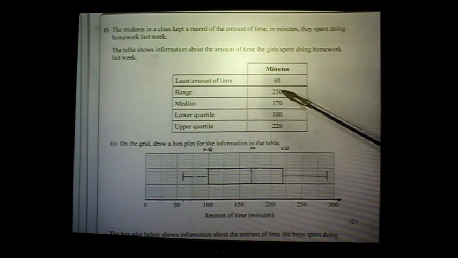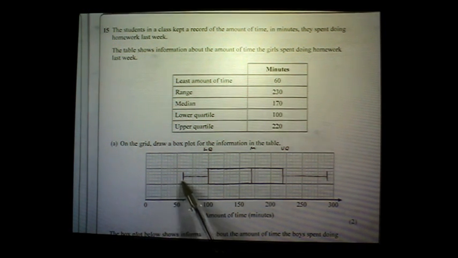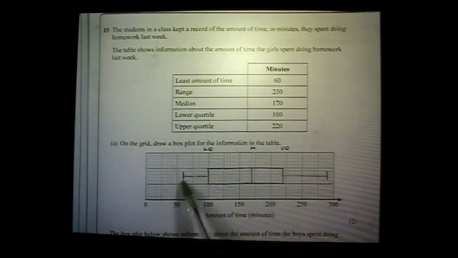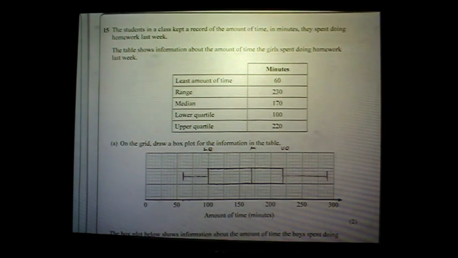Well, the least amount of time was 60 minutes. So that's why that goes in there, 60 minutes. Careful, it goes up in 5s here, so be a little bit careful when you read the scale. I will zoom in on this box plot in a minute so you can see it.